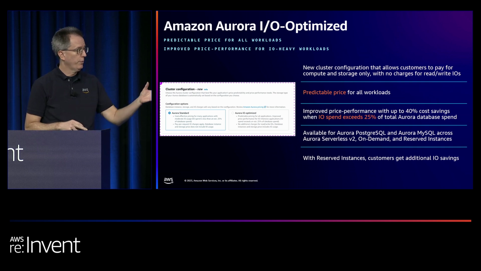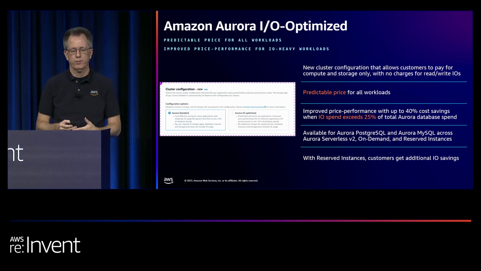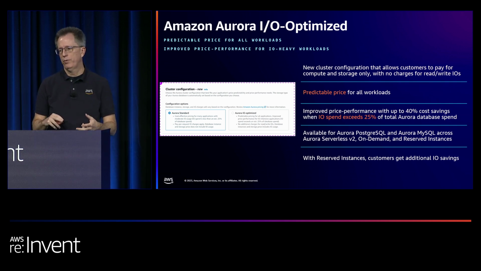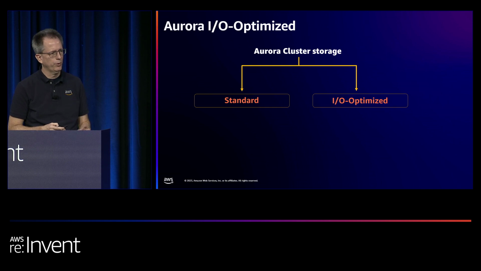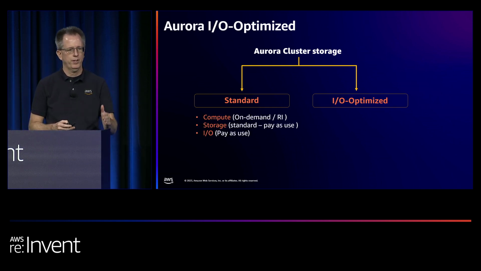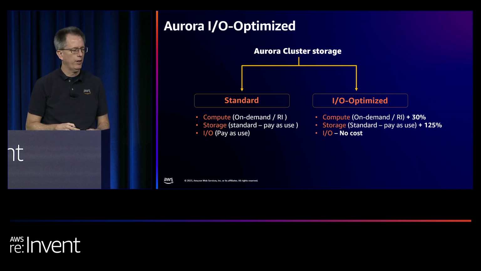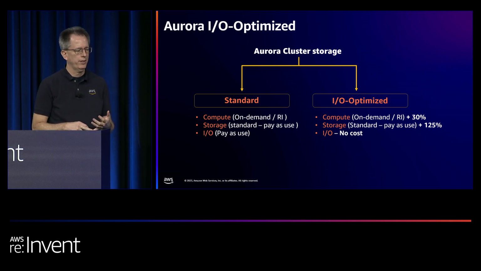We've seen 40% there is the number, but we've actually had customers that save more than 50% on their costs by using this feature. It's available for both Postgres and MySQL, serverless, on demand, used with RIs. It works with all of them. So let's look a little more detail on that pricing. Standard, fairly simple, just our on-demand pricing as it's always been. For I/O optimized, you have an increase on your compute costs of 30%, and on storage it's 125%. But there's no I/O cost. So you're paying more to do the work up front, but it's all predictable.